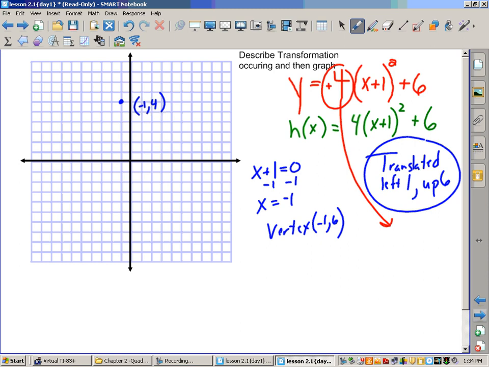Now, since this is positive 4, we know it has to go up, but that 4 is vertical because essentially I multiplied this squared component right there. The parent function x squared, I multiplied it by a factor of 4, which vertically, since it's bigger than 1, stretches that thing by 4.